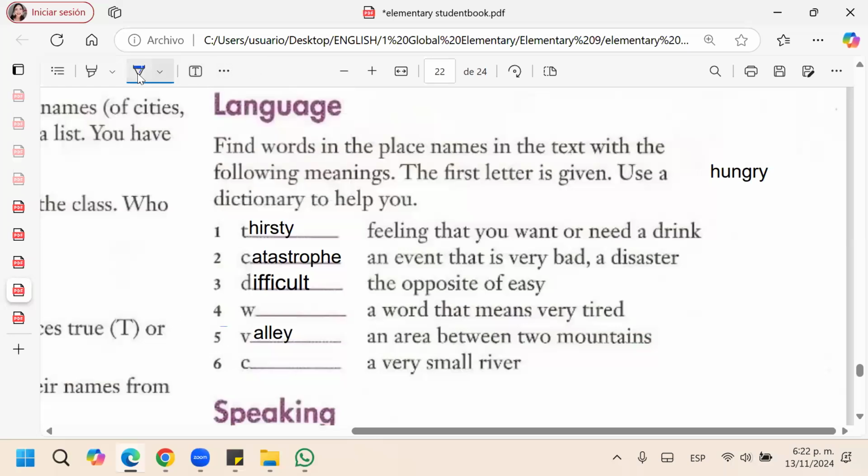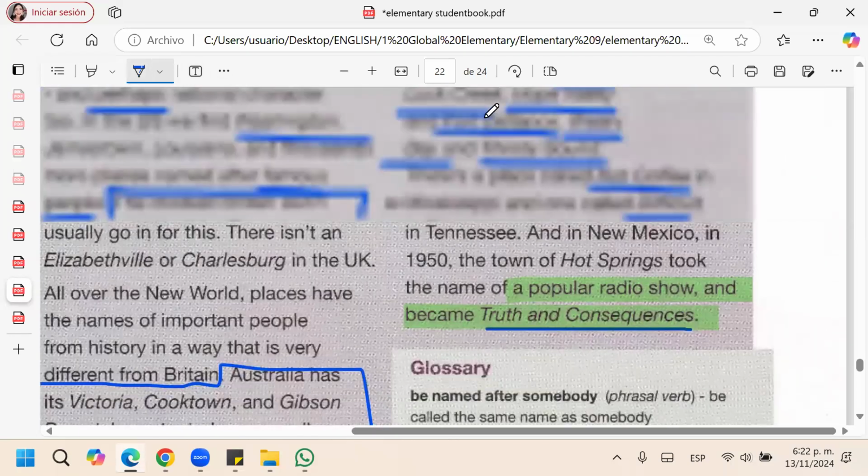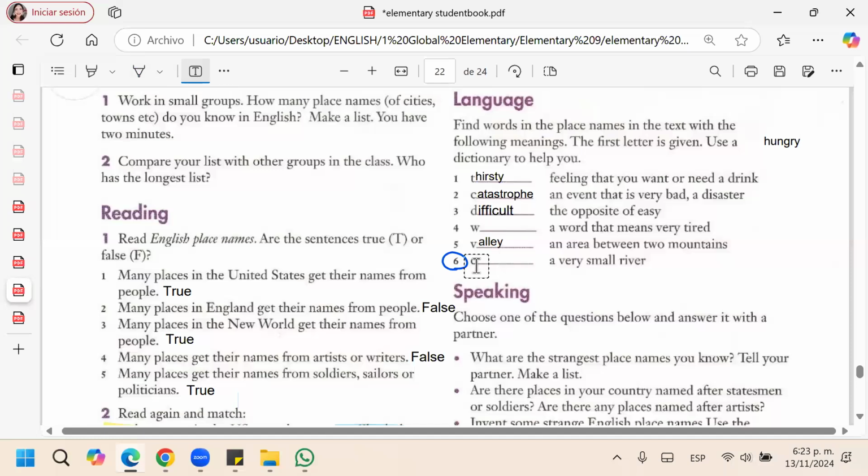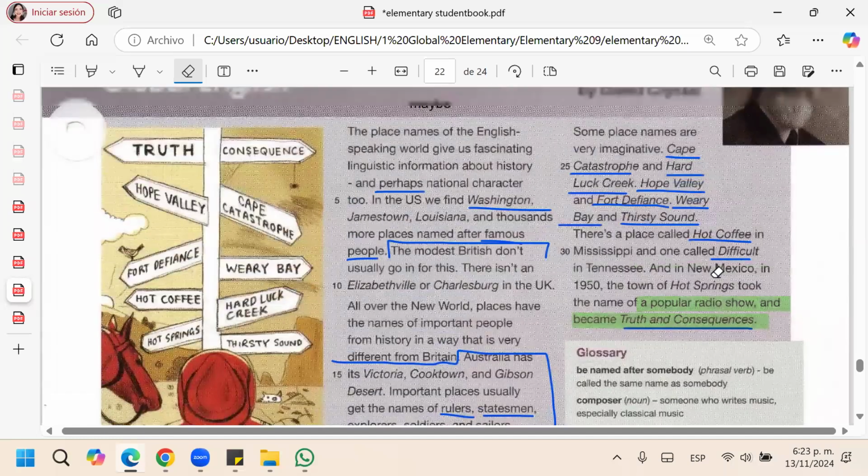And then we have here a very, very small river, and it starts with the letter C. What do you think? A very small river. Tell me. It's in the paragraph. You don't know? Let's start with C. A very, very small river is a creek. Creek. Un riachuelo, más pequeño que un río. And it's here, Luck Creek.